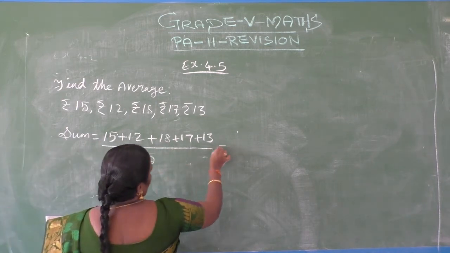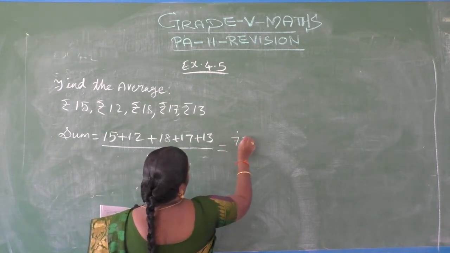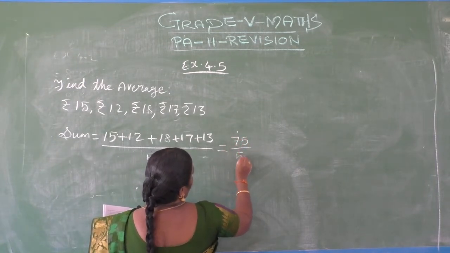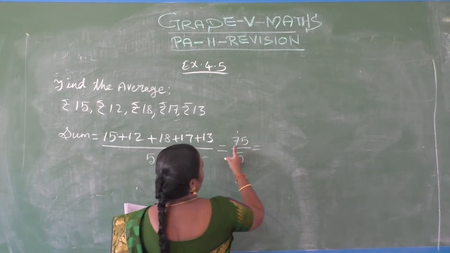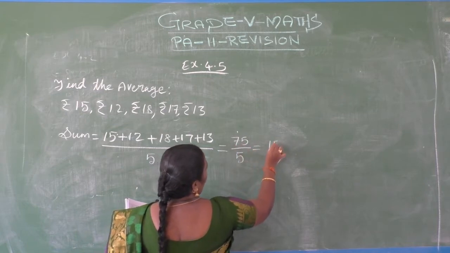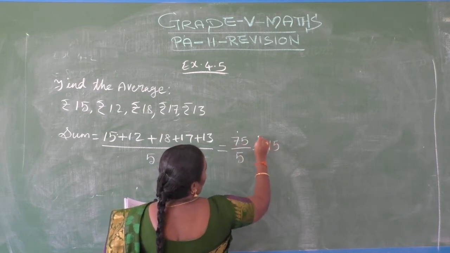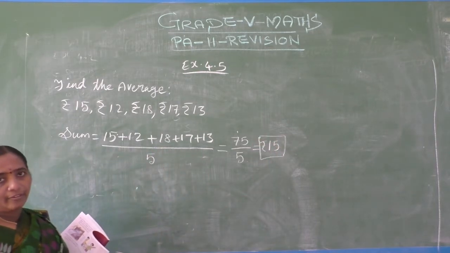Then the sum of the numbers comes to 75. So 75 divided by 5. How many times will it come? In 7, 5 times 1 is 5, remaining 2, then 25. 5 times it will come. So rupees 15 is the average money. Rupees 15 is the average.